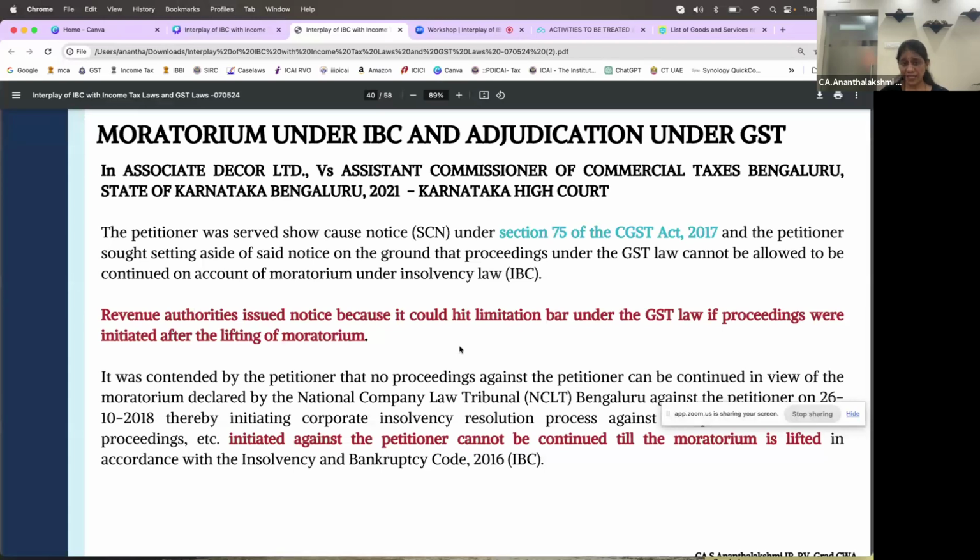There, for each and every service there is a time period. Once the time period expires, you can't issue notice or file a suit against the counterparty. So the revenue says, if I wait till the moratorium completes, I can't issue notice. That is the comment the revenue authorities have given. Now the petitioner said that, irrespective of that, proceedings cannot be initiated once a moratorium is declared by the NCLT. Okay, now we have to see what the NCLT says.